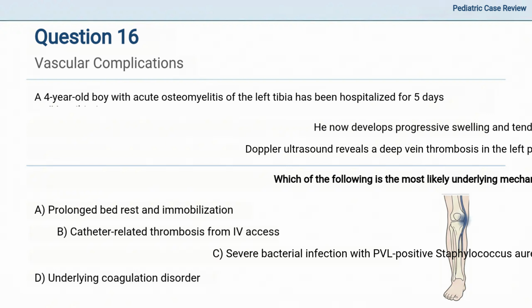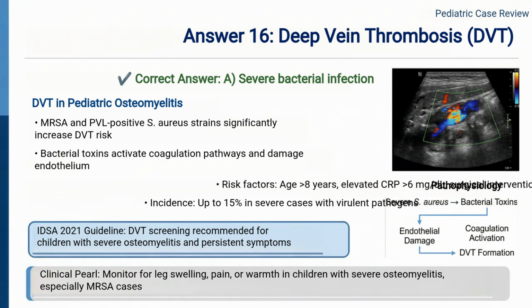Option A. Prolonged bed rest and immobilization. Option B. Catheter-related thrombosis from intravenous access. Option C. Severe bacterial infection with Panton-Valentine leukocidin-positive Staphylococcus aureus. Option D. Underlying coagulation disorder. The correct answer is option C. Severe bacterial infection with Panton-Valentine leukocidin-positive Staphylococcus aureus.